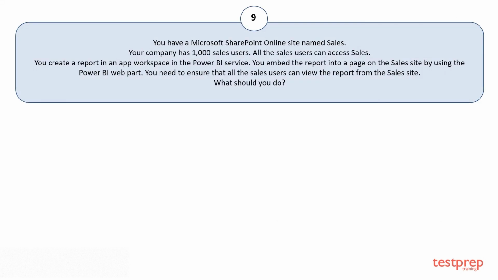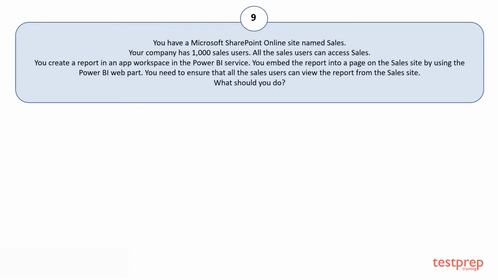You have a Microsoft SharePoint Online site named Sales. Your company has 1,000 sales users. All the sales users can access Sales. You create a report in an app workspace in the Power BI service. You embed the report into a page on the Sales site by using the Power BI web part. You need to ensure that all the sales users can view the report from the Sales site. What should you do?